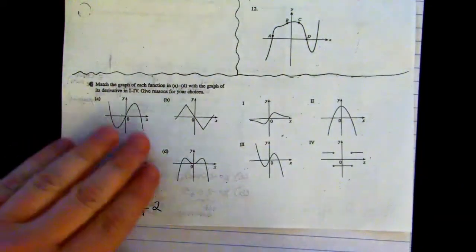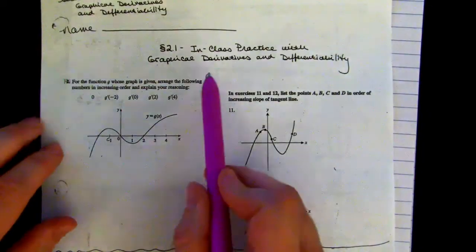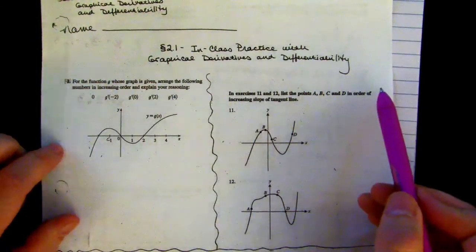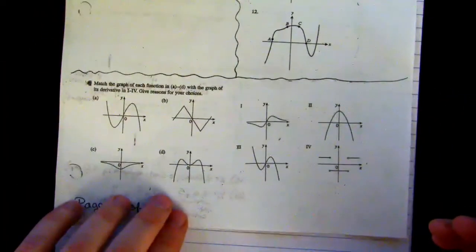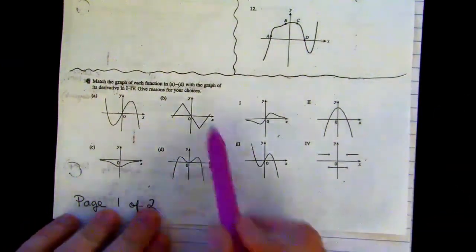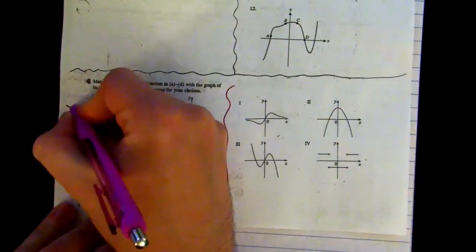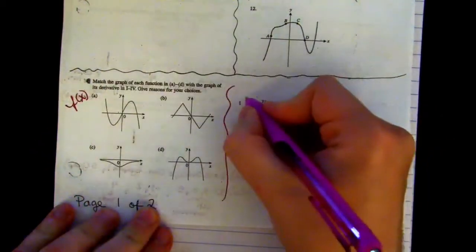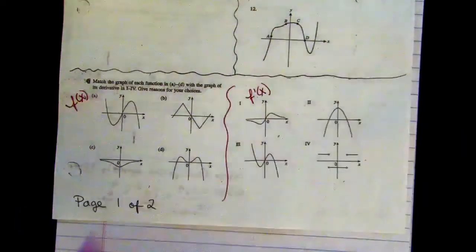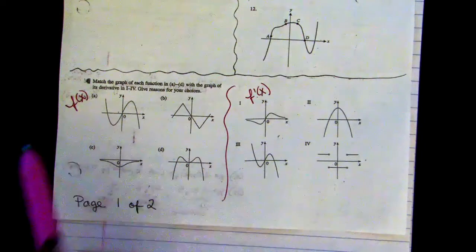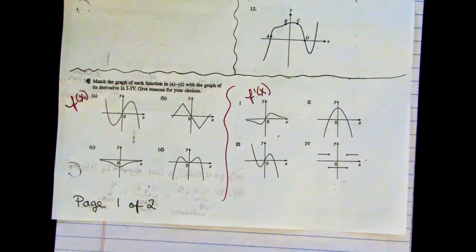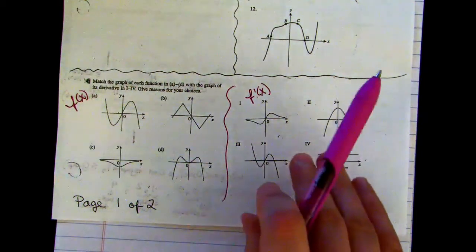Okay. On that worksheet we were looking at before, section 2.1, in-class practice with graphical derivatives and differentiability, I'd like to take a look at the bottom of the first page, where it says match the graph of each function with the graph of its derivative over here. These are all graphs of f of x. These are graphs of f prime of x, because when we create our formula for f prime of x, it's a function in and of itself. And I want to somehow be able to match up the graph of the original function with the graph of the derivative. Before we do this, let's take a couple notes on ideas here.